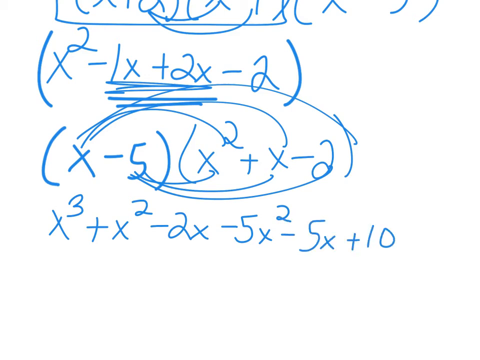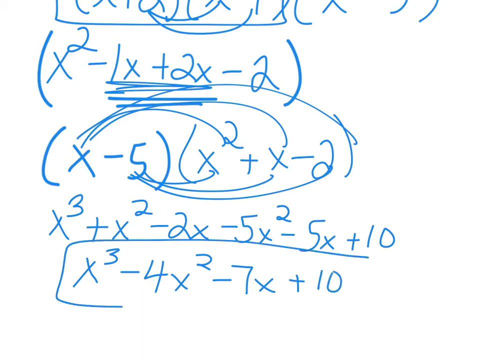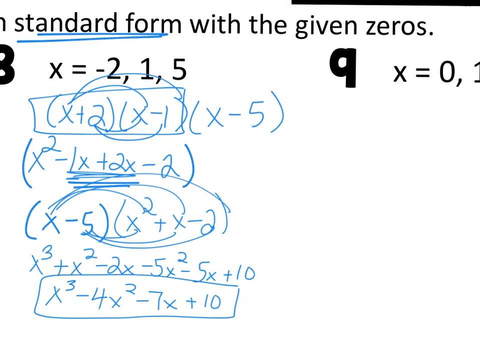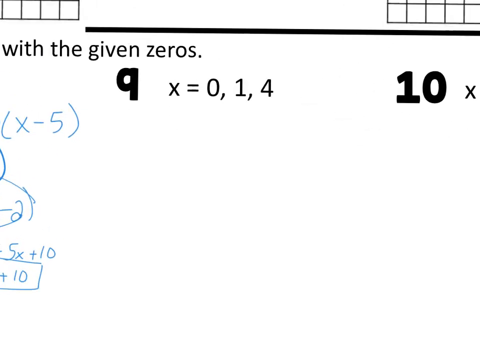So the last thing I'm going to do is combine my like terms. So x cubed, x squared take away 5x squared is -4x squared. -2x minus 5x more is -7x plus 10. That is my answer. Okay, last one. Nope, I lied, 2 more.